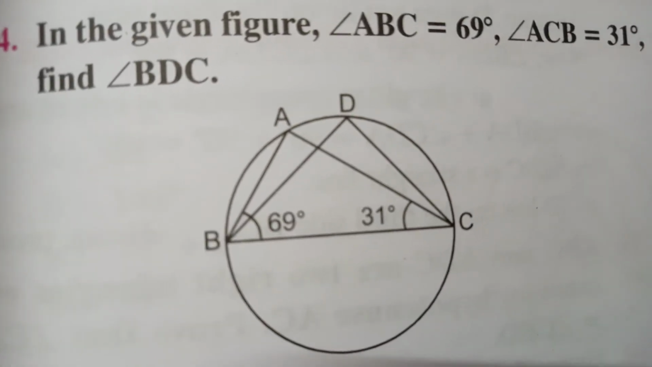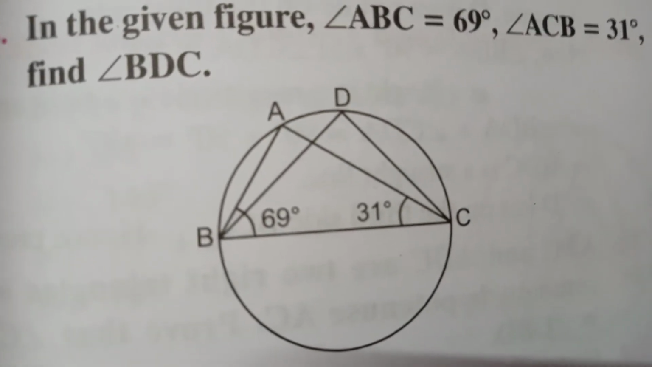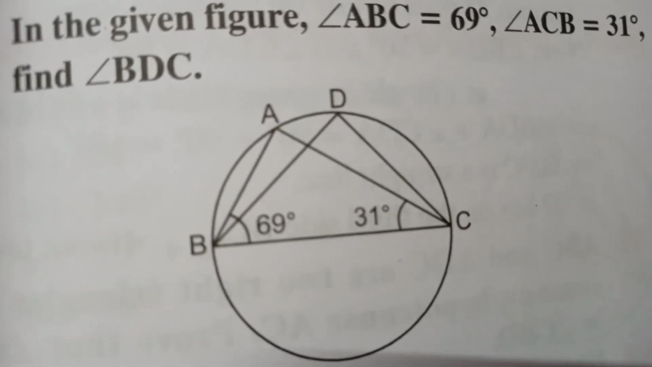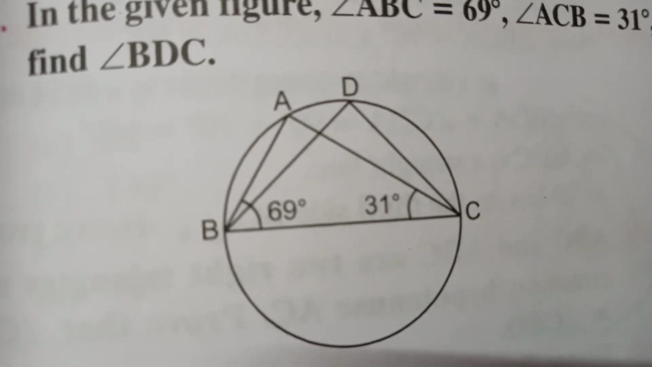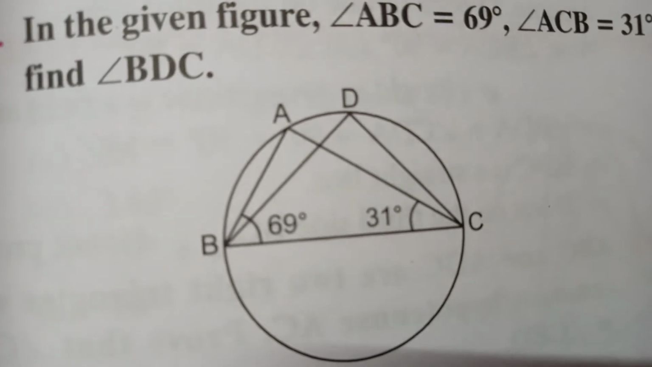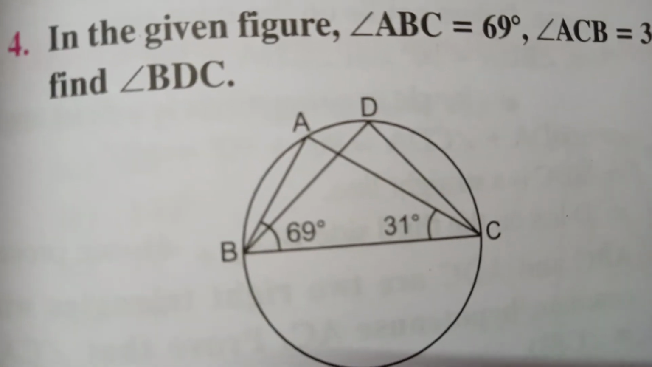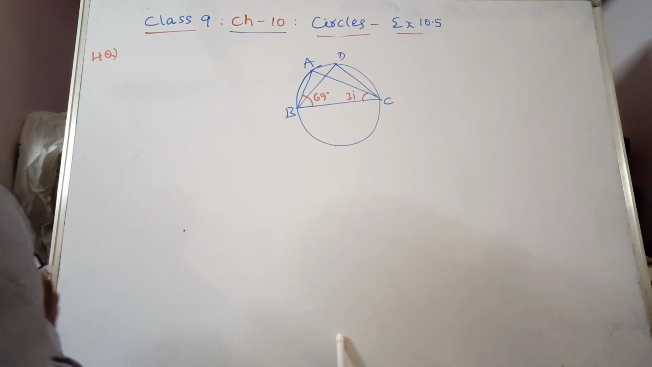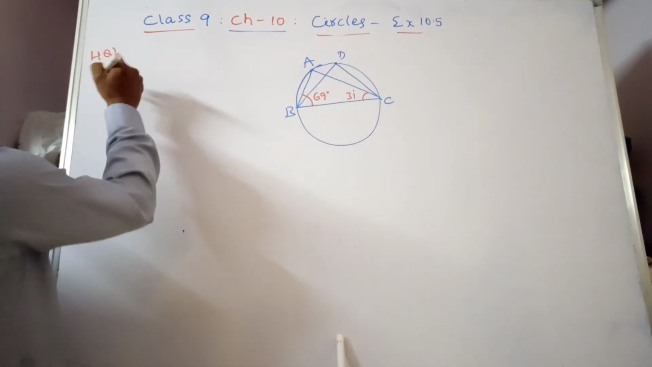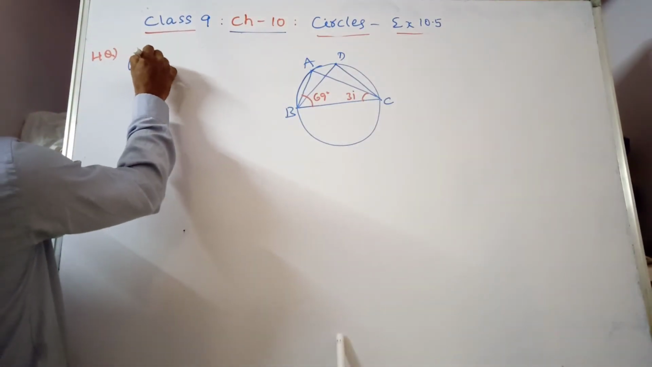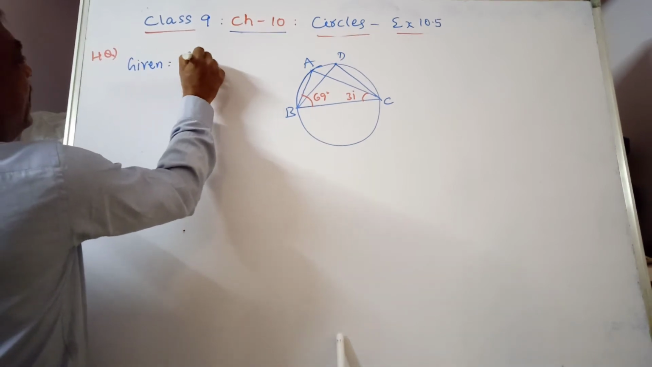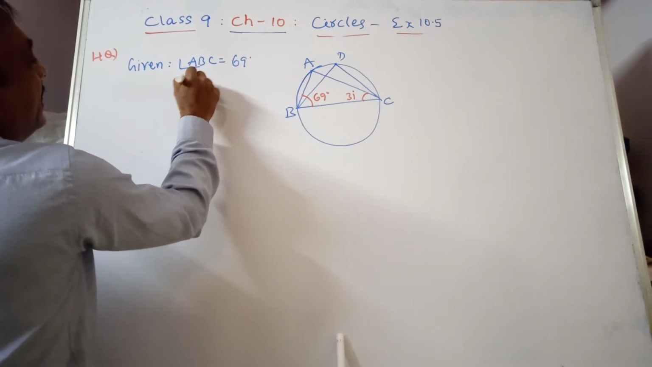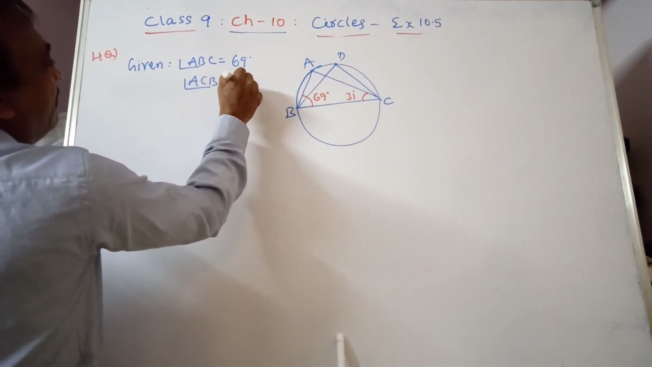Question number 4. In the given figure, angle ABC is equal to 69 degrees. Angle ACB is equal to 31 degrees. Find angle BDC. Given that angle ABC is equal to 69 degrees and angle ACB is equal to 31 degrees.